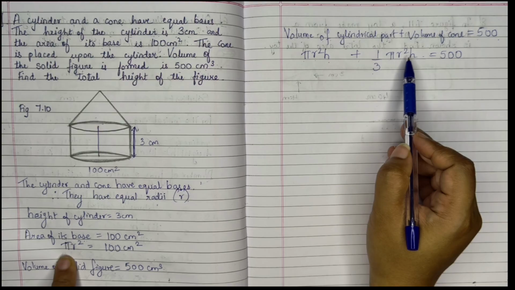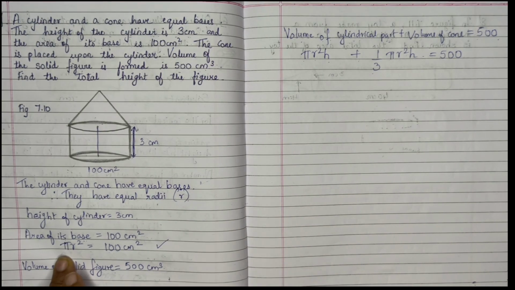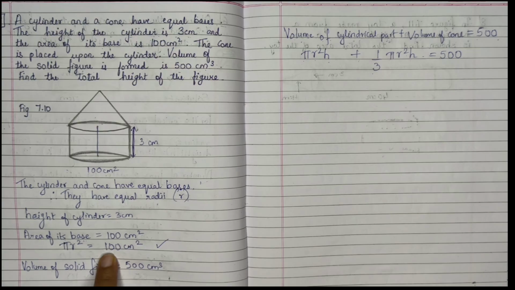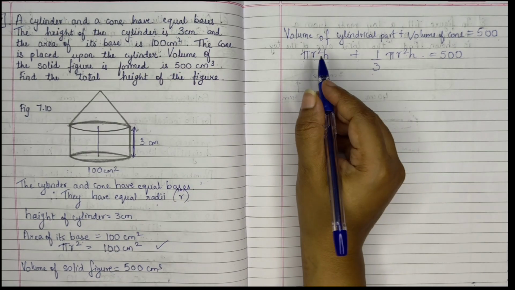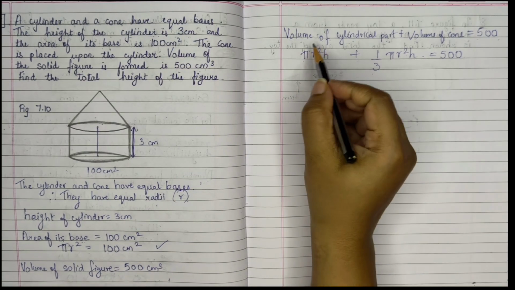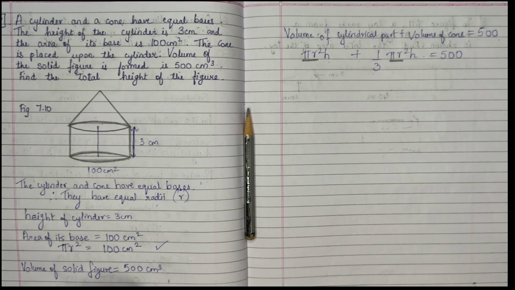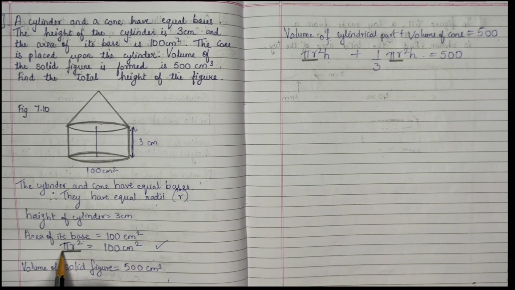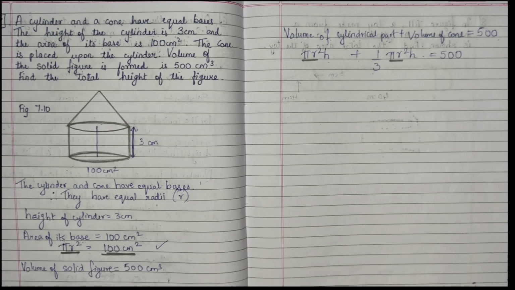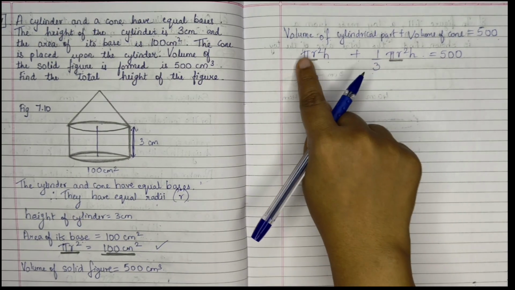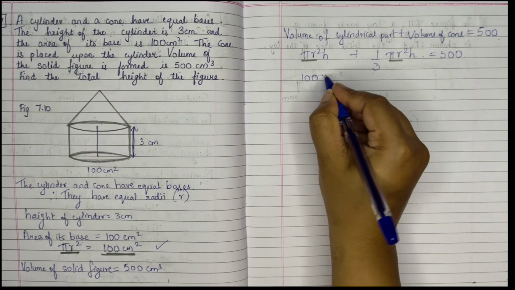Now what is pi r square? See here, it's given here. Pi r square is equal to 100. Pi r square is given as 100 square centimeters. So instead of pi r square, I will use 100. Instead of pi r square, 100 into h.